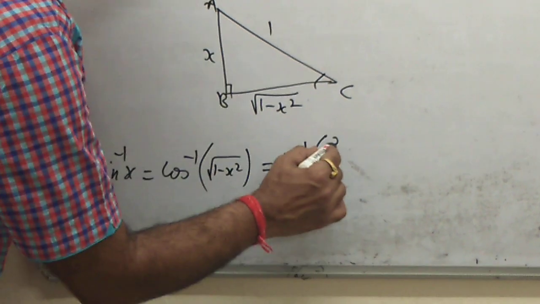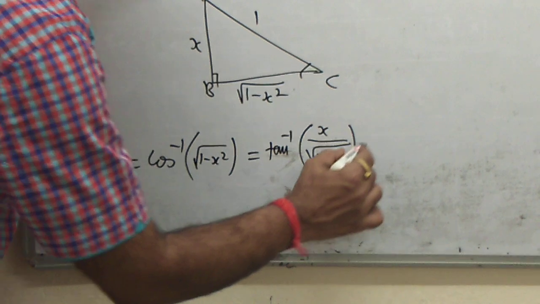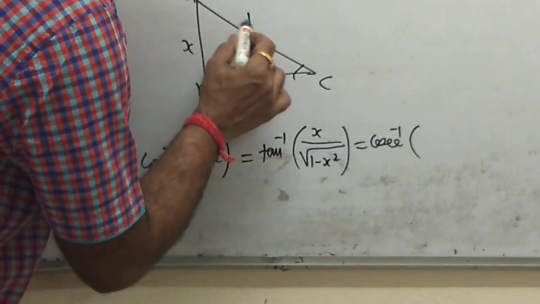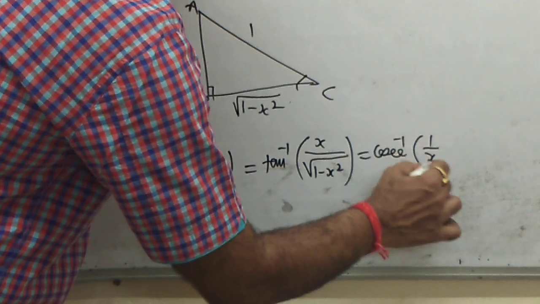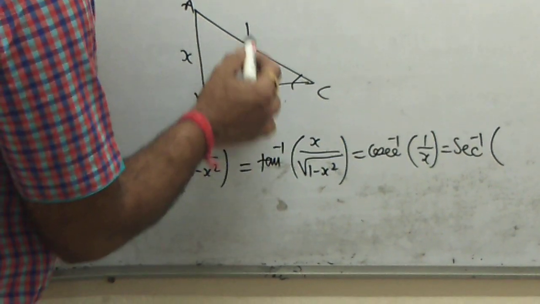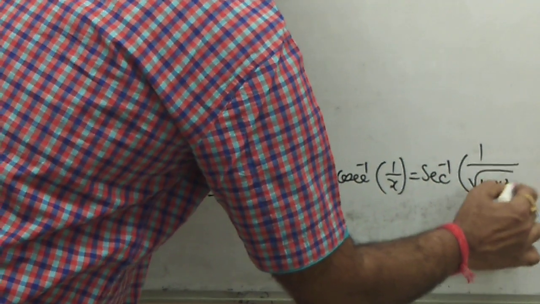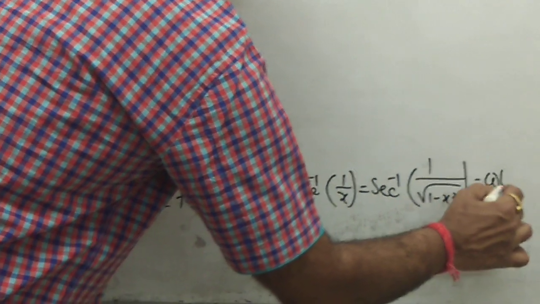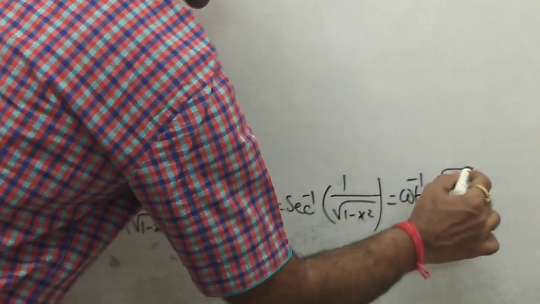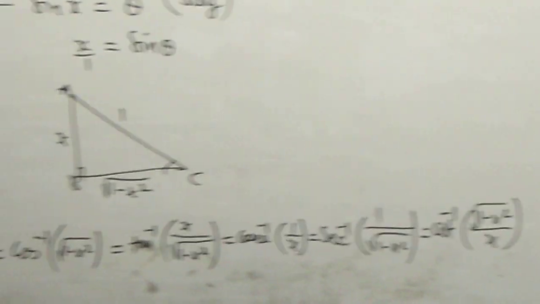Tan inverse x is p by b, so x upon under root 1 minus x square. Cosec is h by p, so 1 by x. Similarly sec is h by b, so 1 upon under root 1 minus x square. And the last value is cot, which is b by p, so under root 1 minus x square upon x. So this is very easy going.